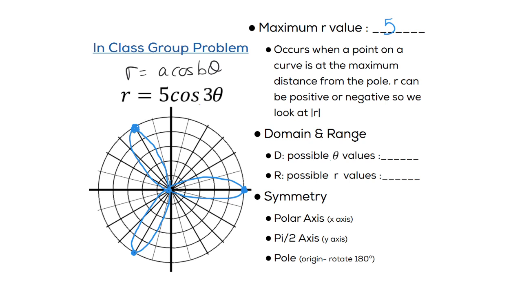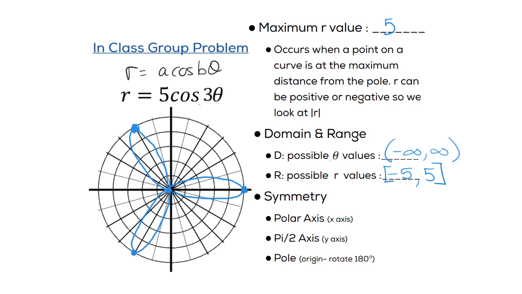Okay, the domain and range. The domain is your possible theta values. I dictated what theta values we were going to use, but you can always plug in whatever you want for theta. The r values were dependent on that, and it was not just anything. We had to track our table and look, and the smallest r we ever got was negative 5, and the largest r we ever got was 5.